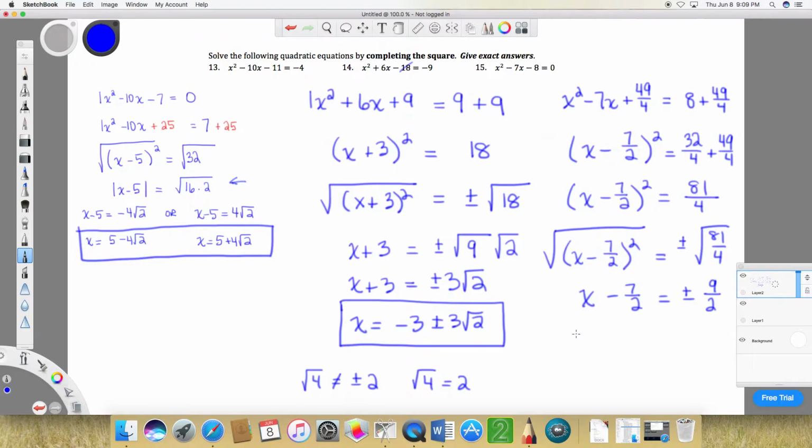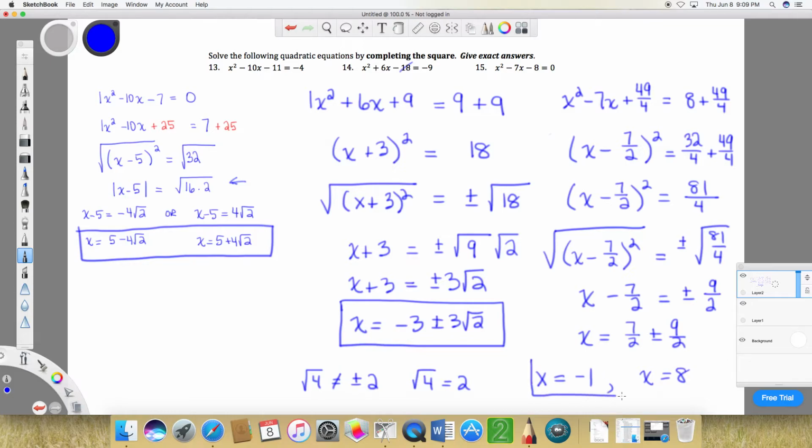All right, so we can get this x by itself by adding 7/2 to each side. So we have 7/2 plus or minus 9 over 2. Well, if you subtract, 7 minus 9 is a negative 2, and negative 2 divided by positive 2 is negative 1. If you add, 7 plus 9, you get 16, and half of 16 is 8.